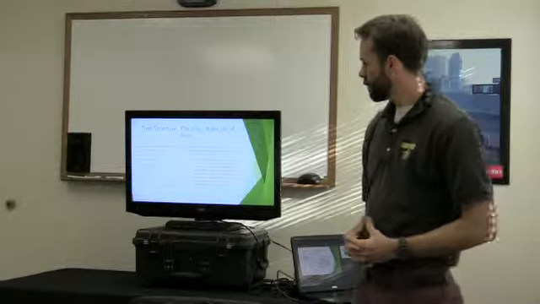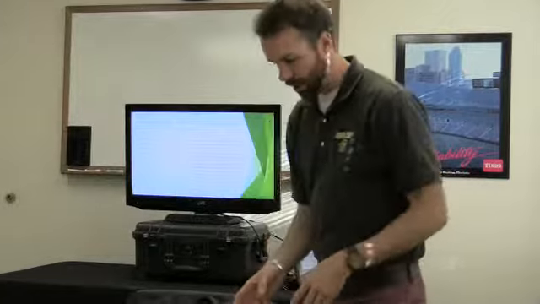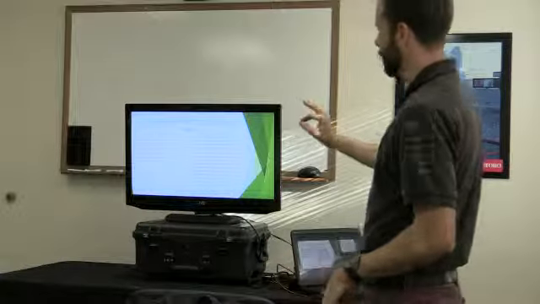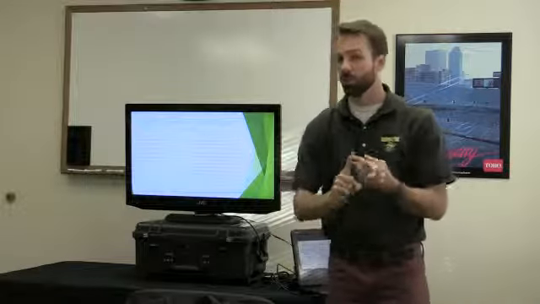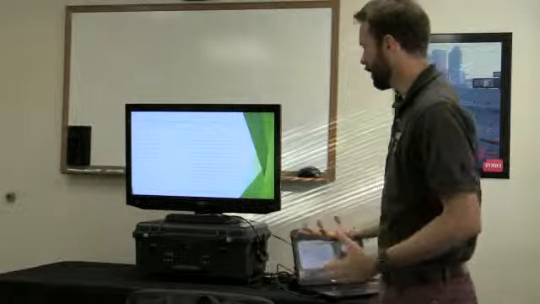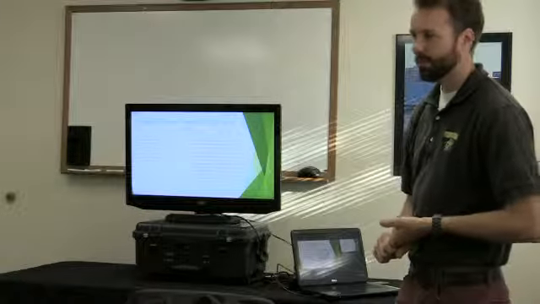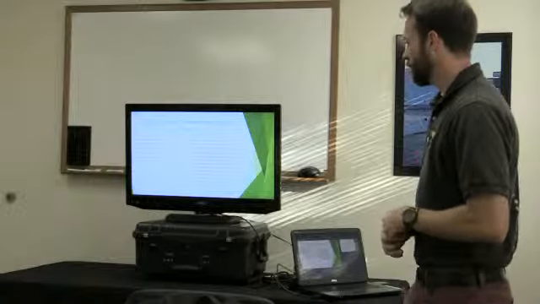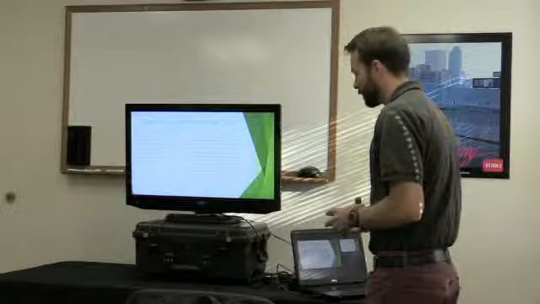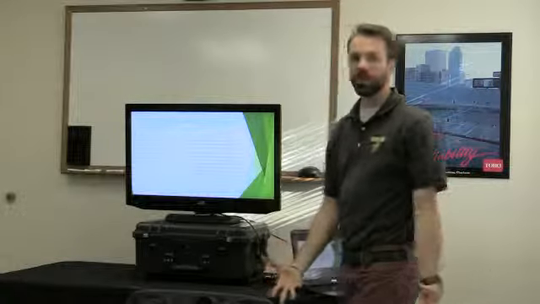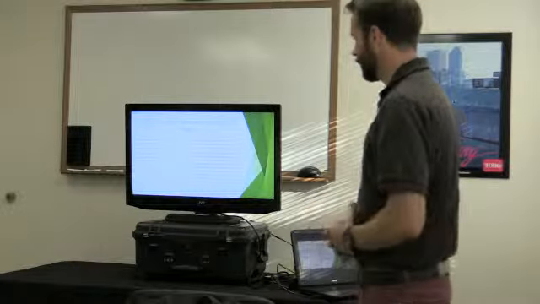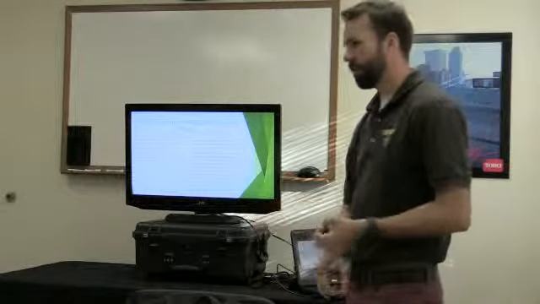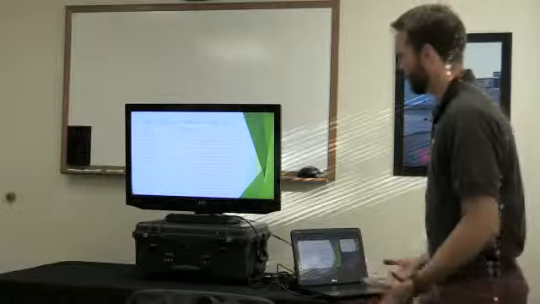Okay, so for structure, our trees have three main components, right? We have the root system, which is the most important, we have the leaves, and then we have the woody structure that connects all of them. The roots bring water and minerals into the plant, so that's why they're the most important. That's what pulls it in.